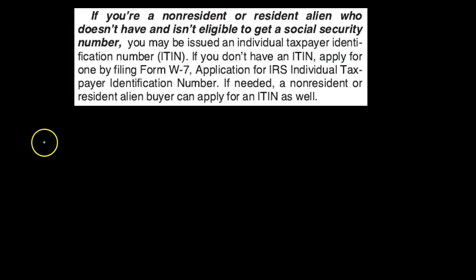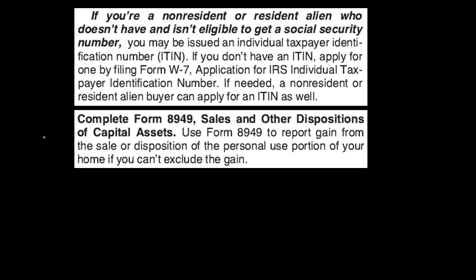If you're a non-resident or resident alien who doesn't have and isn't eligible to get a social security number, you may be issued an individual taxpayer identification number, which is an ITIN. If you don't have an ITIN, apply for one by filing Form W-7, Application for Individual Taxpayer Identification Number. If needed, a non-resident or resident alien buyer can apply for an ITIN as well. So again, whether we're a resident or a non-resident, to the IRS we're just a number. We need a number. The IRS doesn't know what to do if we don't have some type of number. So back to the text.